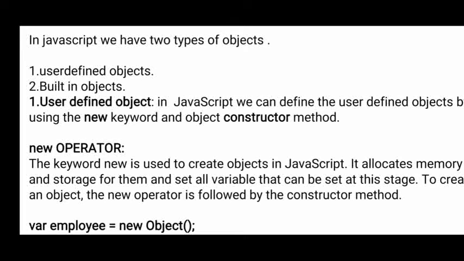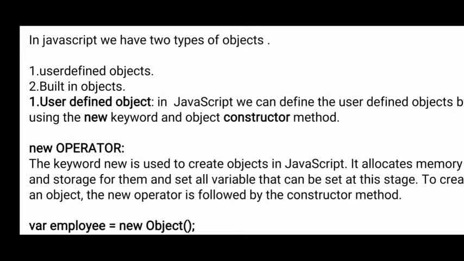But if it is a user defined object, you have to do everything. You need to create an object, you need to assign the properties, you need to assign the methods, and then you need to use it. Okay, understood? So user defined objects are nothing but the objects which are created by a user.